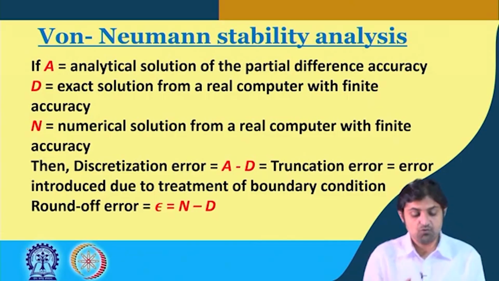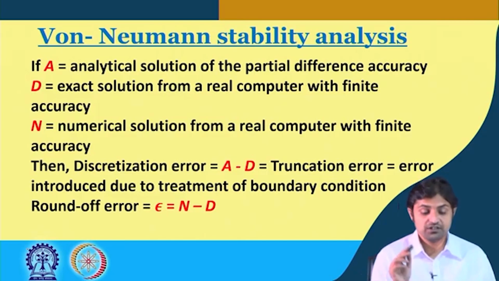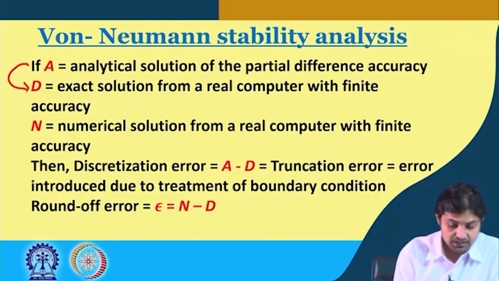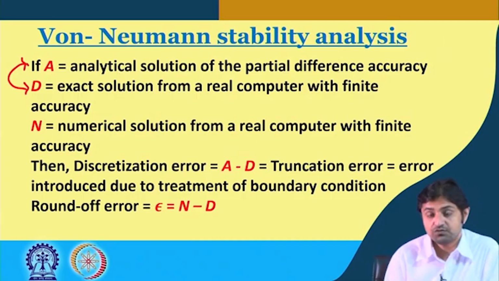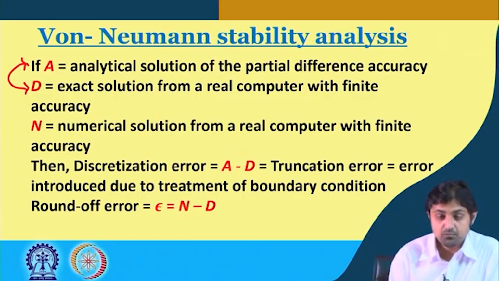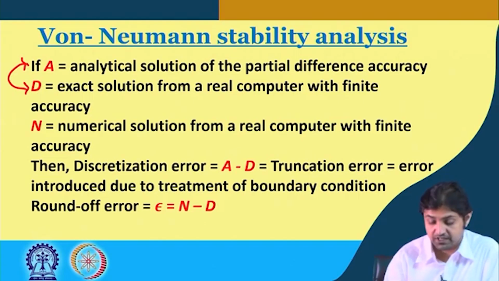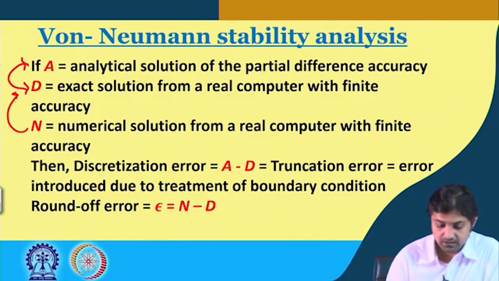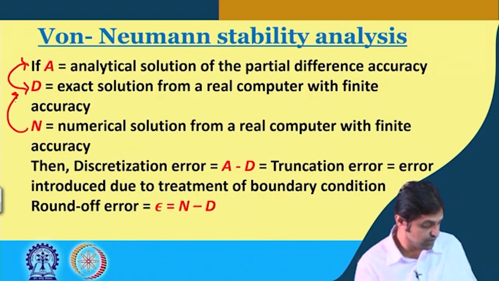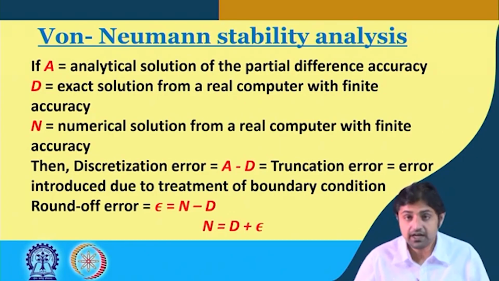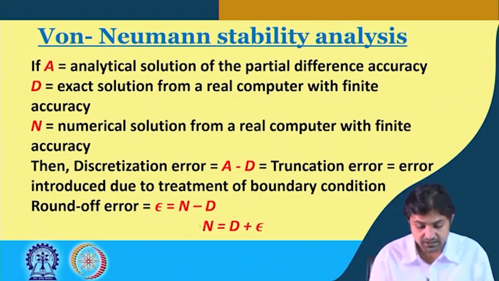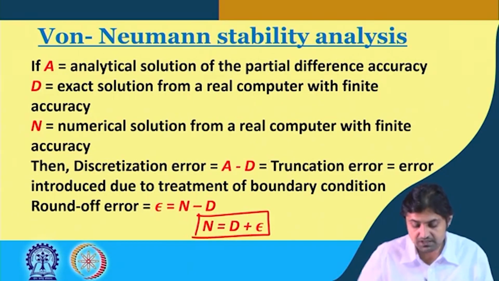Now, you understand the round off error and the discretization error. The discretization error is A minus D, the difference between the analytical solution of the partial differential equation and the exact solution from a real computer with finite accuracy, whereas the round off error is N minus D. So, this is the basis of von Neumann stability analysis, and we can write N is equal to D plus epsilon.